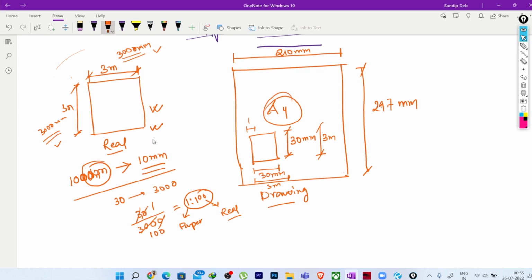Previously, when we were making the drawings by hand, we used to draw the drawings like this only. We used to write the dimension 30 mm by 30 mm, and then write scale factor 1 is to 100. So the engineer had to scale these dimensions up by this particular scale. Seeing 30 mm, he or she would multiply it by 100 and get 3000 mm in the real case.